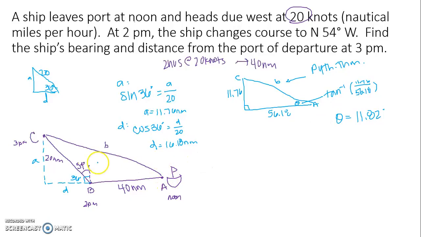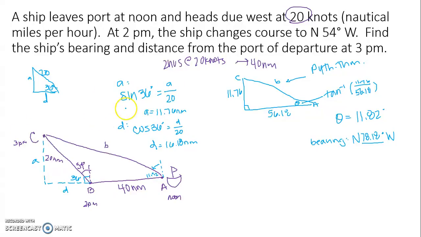Now do remember, I want to know my bearing. So that from my ship to point C is north and then some degrees west. So for my bearing, that's north, some degrees west. This piece is the 11.82. So I want to know what's the outside piece. I'm just going to do 90 minus that. And I get 78.18. So north 78.18 degrees west.